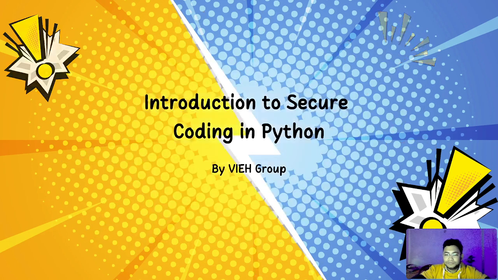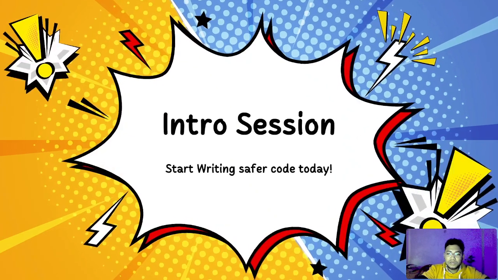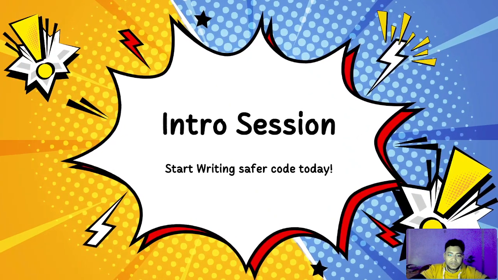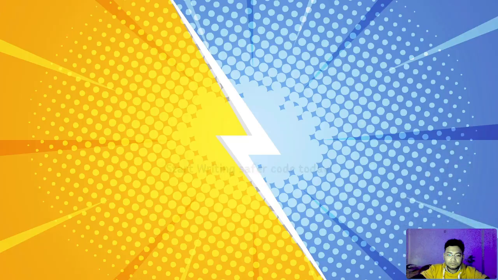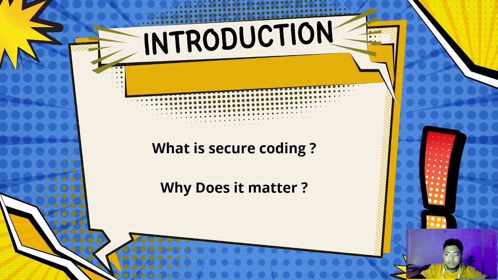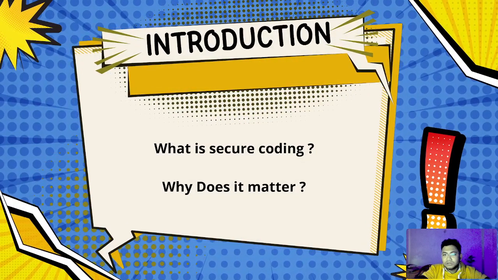Give a high five. So what is secure coding at first? Start writing your code safe from today. Secure coding means coding in a way that keeps your software safe from hackers, right? It's about thinking ahead and preventing things that could go wrong, like bugs or security holes, which could be exploited by hackers.